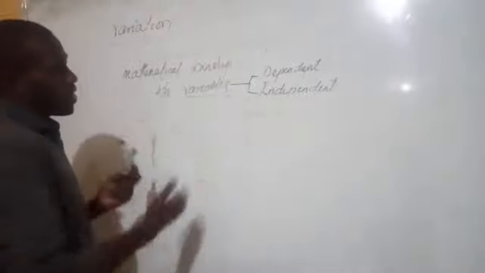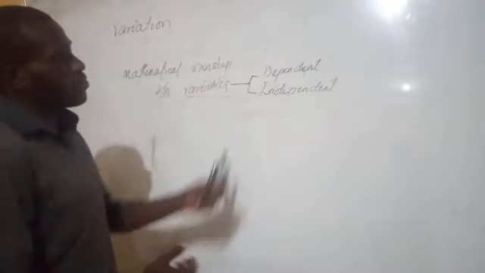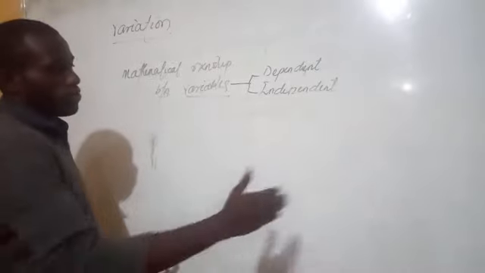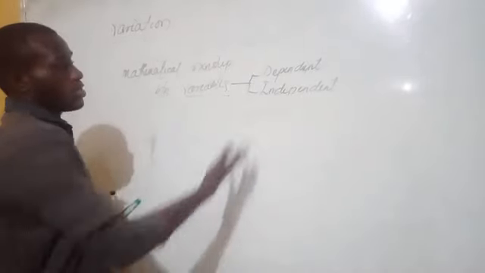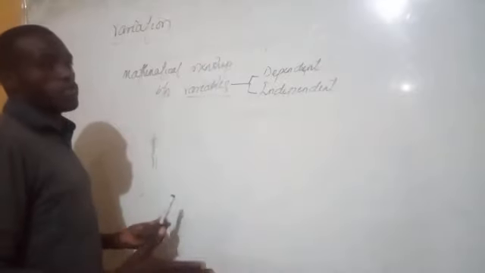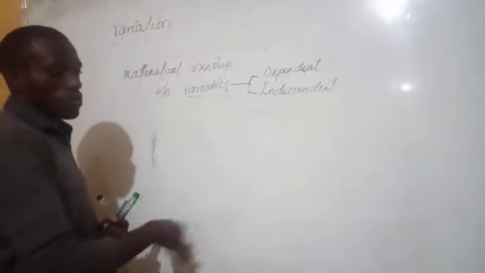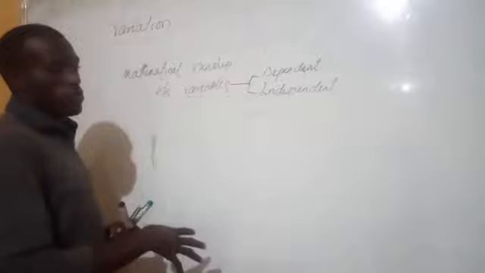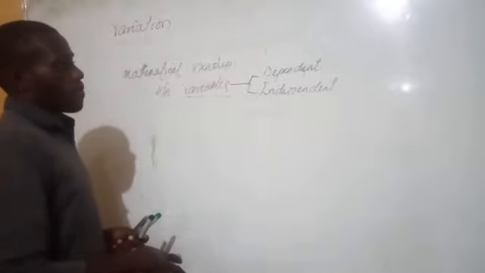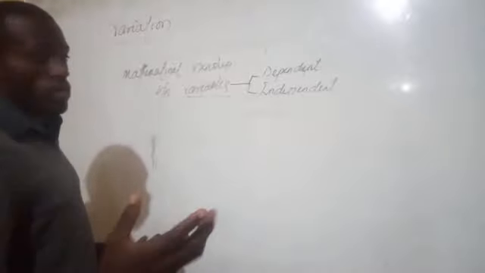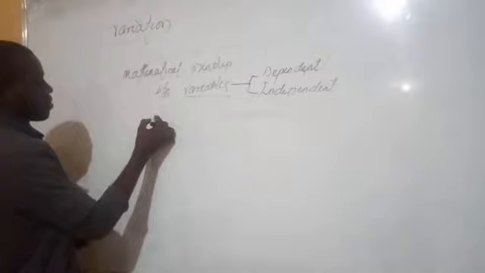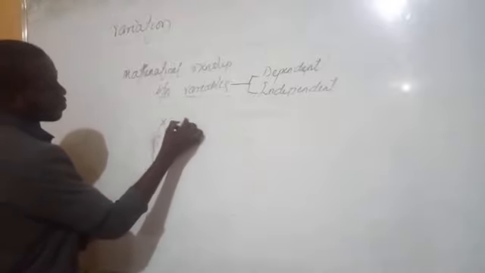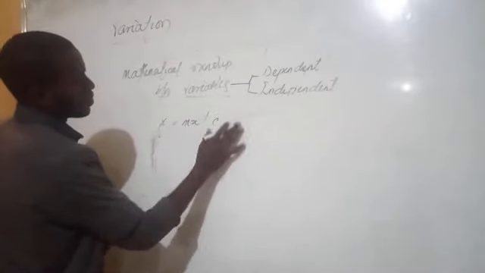Just as the name implies, the dependent variable is the variable that depends on other variables in the operation for its own value, while the independent variable can just get its own value without depending on every other variable in the system. So for example, let's take the line equation, the gradient and intercept formula, which is y equal to mx plus c.